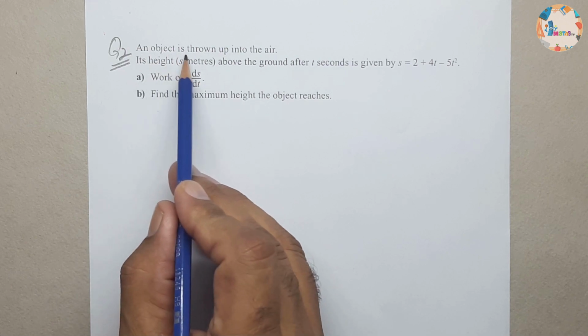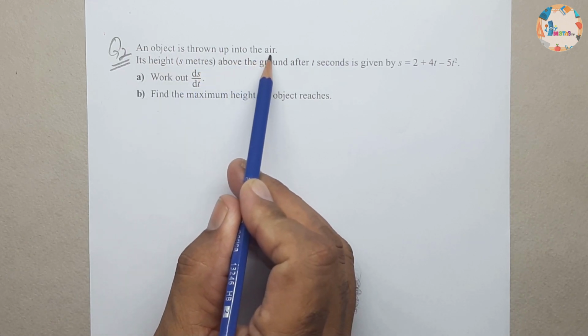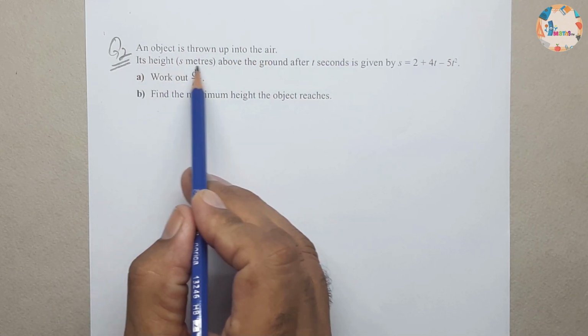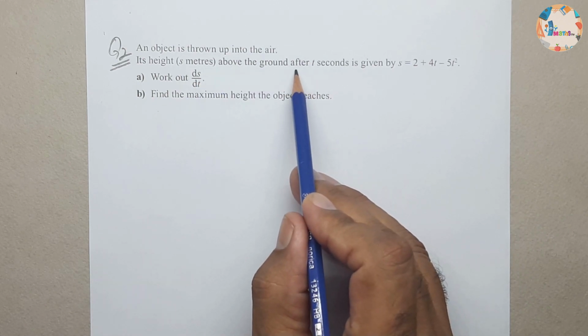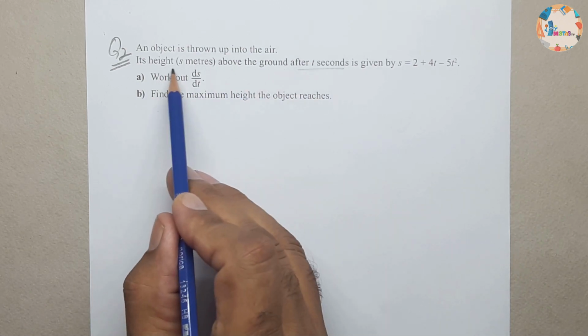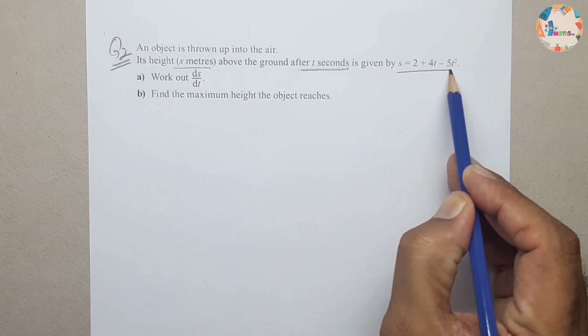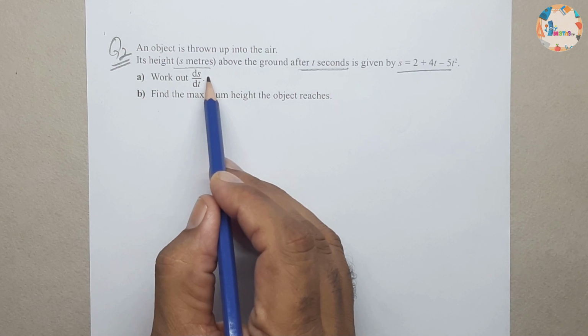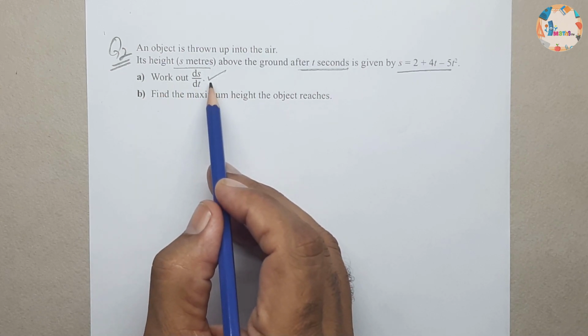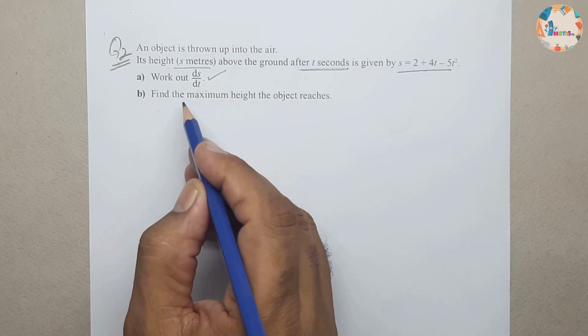For example, an object is thrown up into the air, its height s meters above the ground after t seconds. So this is height, this is time, is given by this equation. Work out ds by dt. So our first task is to calculate this ds by dt.